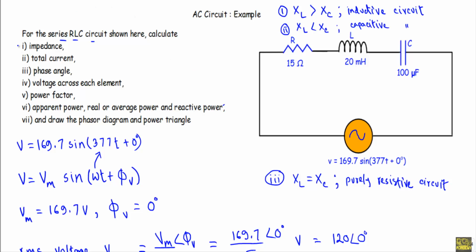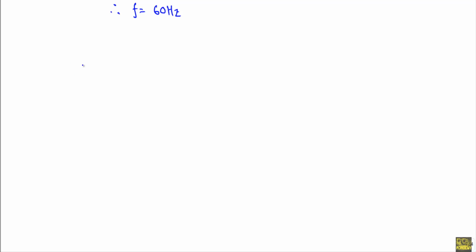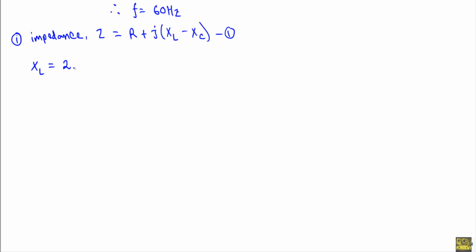At first, we have to calculate the impedance of this RLC series circuit. We know that the total impedance of a RLC series circuit is given by R plus j(XL minus XC). Let's say this is equation number 1. How do we calculate the inductive reactance XL? XL is equal to twice pi f L. Here f is 60 and inductance is 20 millihenry or 20 into 10 to the power minus 3.